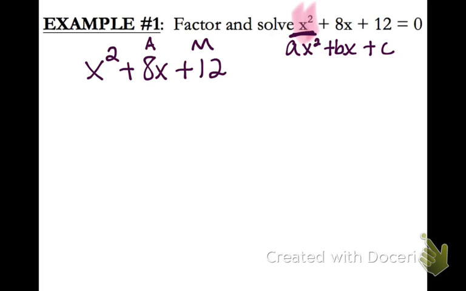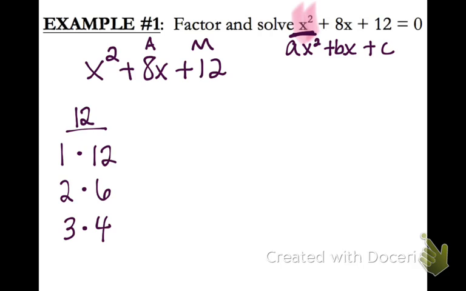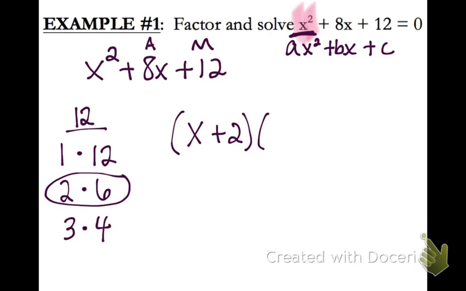So the way I'm going to find it is I'm going to start by writing out my factors of 12. So factors of 12. 1 times 12 is equal to 12. 2 times 6 is equal to 12. And 3 times 4 is equal to 12. So I just need to look at these pairs and say which of these adds to 8? Well, 2 and 6. So 2 times 6 is 12, and 2 plus 6 is 8. So my factored form here is going to be x plus 2, x plus 6.